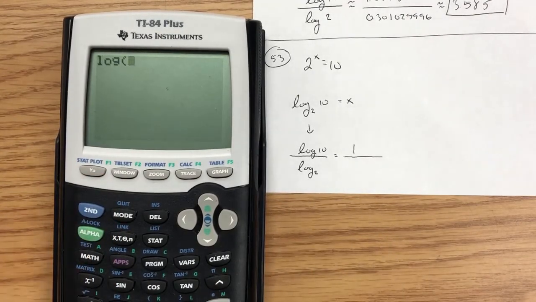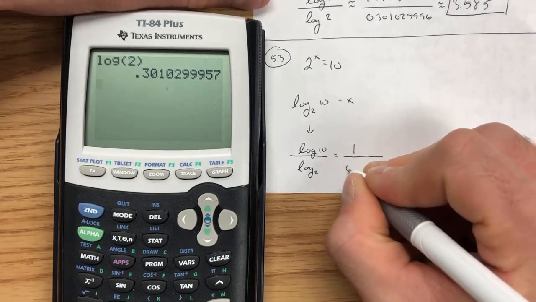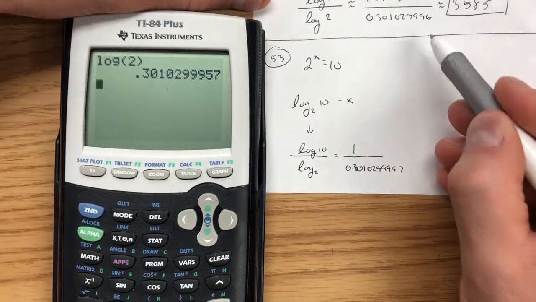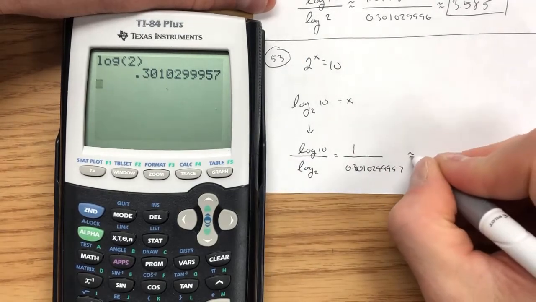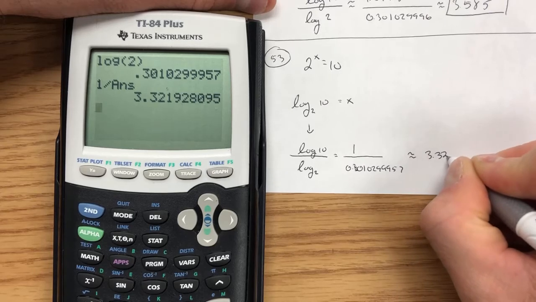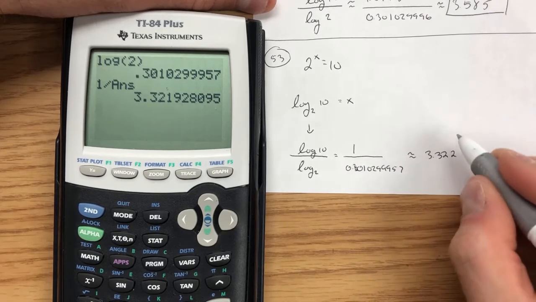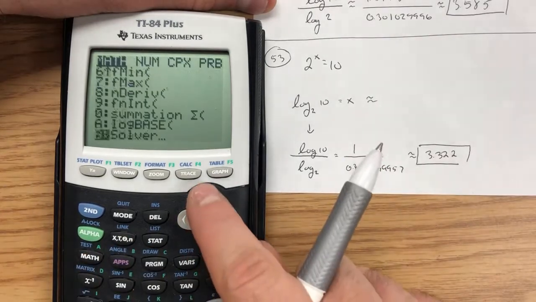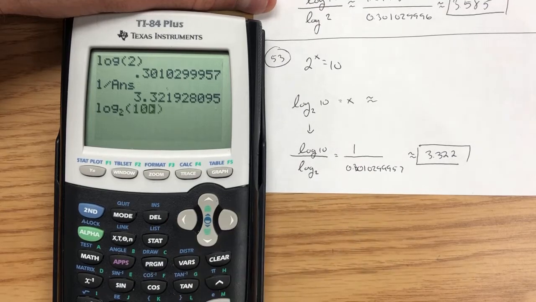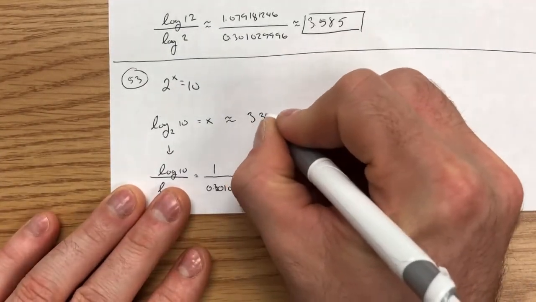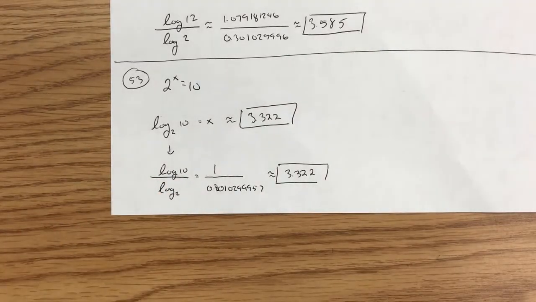So I'm looking at the log of 2, which is going to give me 0.301029997. Actually, we just did that right here, didn't we? It looks like this calculator has an extra decimal place. Regardless, if I take 1 and divide it by that number, I will get 3.322, to the nearest thousandth. If I wanted to plug it in right here, I could do my math. Log base 2 of 10 is going to give me that same evaluation right there. So no matter how you work it, 3.322 is our answer. Okay, so that's the end of 53. Let's take a quick look at 54.